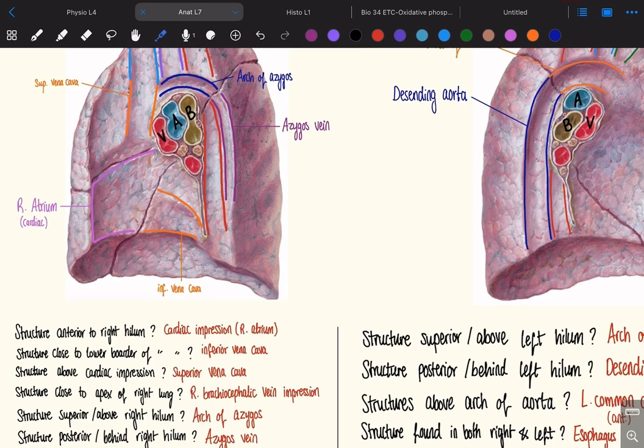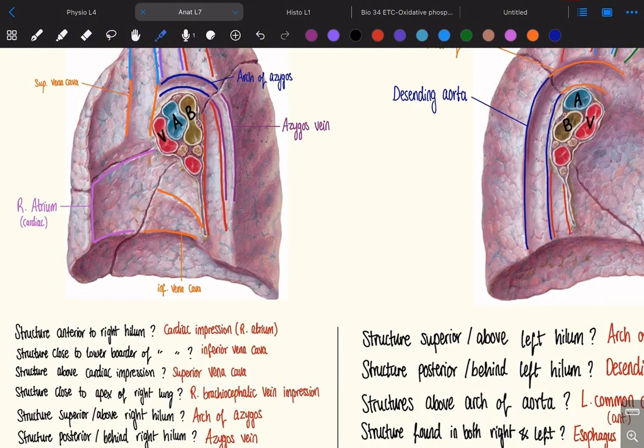Okay, then we have the structure close to the lower border of the right hilum. The lower border of the right hilum is this part. So this is the hilum, and this is its lower border. Which impression can we find here? We can find the inferior vena cava, the impression for the inferior vena cava.